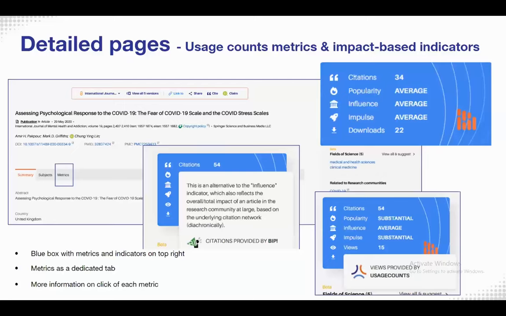If we click on the blue box, each of the citations or popularity or any name, a pop-up window appears to explain better what this is about and where we get it from.